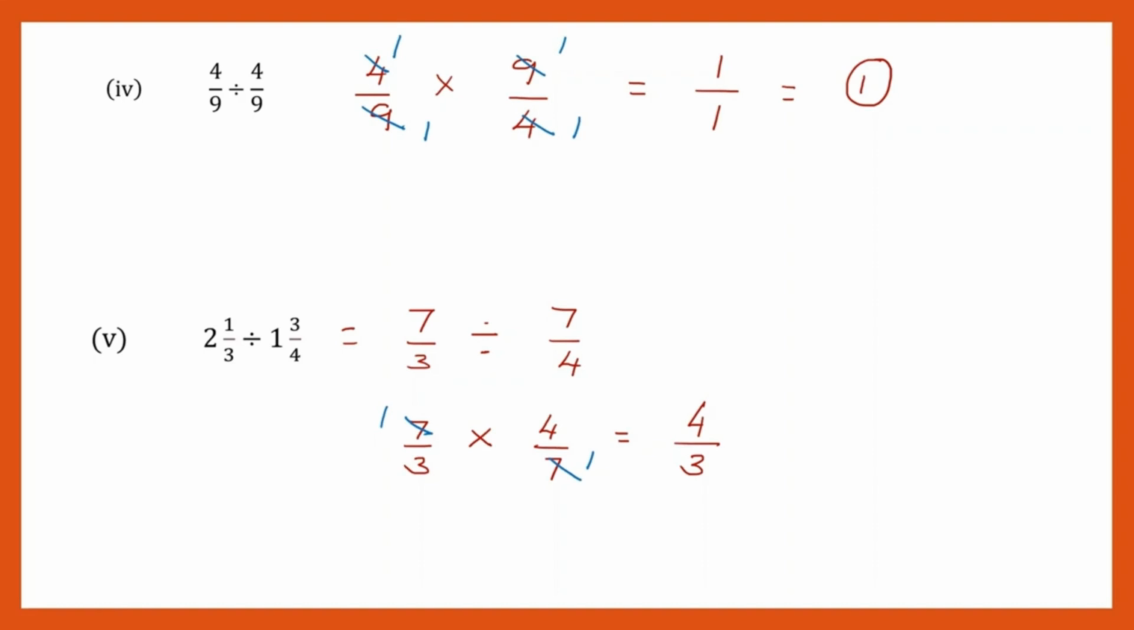Let's convert it to a mixed number. 4 divided by 3. 3 ones are 3, minus, get 1. Now let's make our mixed number: quotient, remainder, and our denominator. So our answer here is 1, 1 by 3.